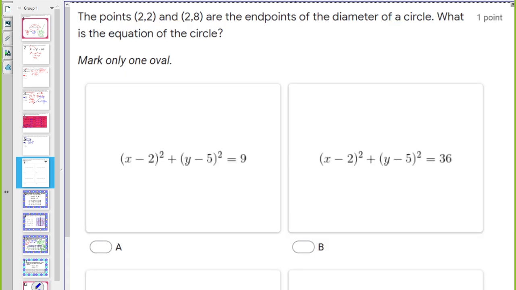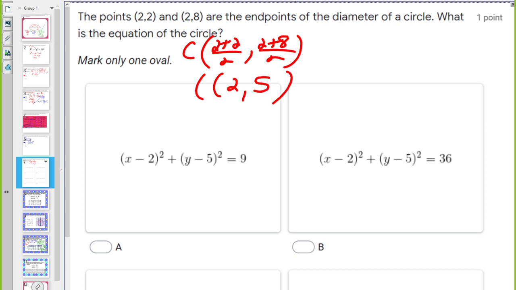The points are the endpoints of the diameter of a circle. What is the equation of the circle? Alright, so this is kind of like the one that everybody missed. But these are the endpoints of a diameter. What are the two things we need for the equation? Center and radius. Let's do the easy one. Let's do center. 2 plus 2 over 2, comma, I think everything's positive here. 2 plus 8 over 2. So this gives me 2 comma 5. 2 comma 5 is the center.